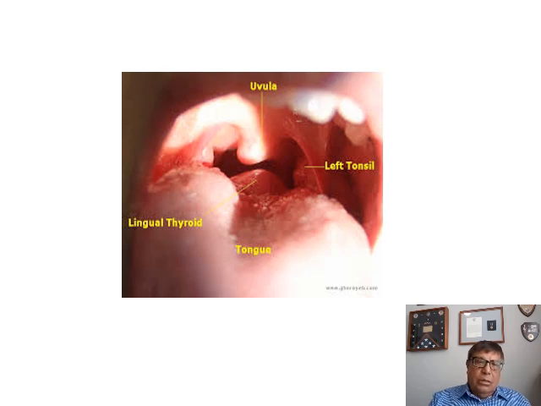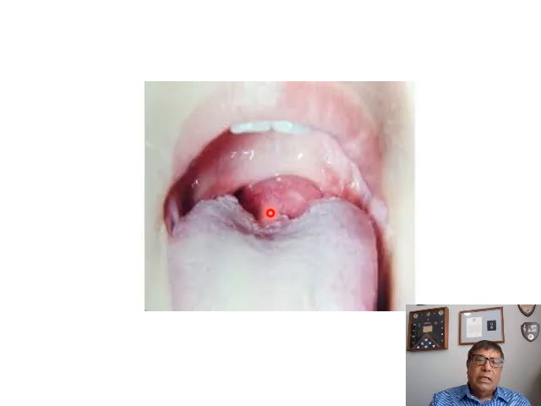This is one of the good diagrams. This is the picture that clearly shows a lingual thyroid. And this is another one. This is a really big one. This is lingual thyroid.